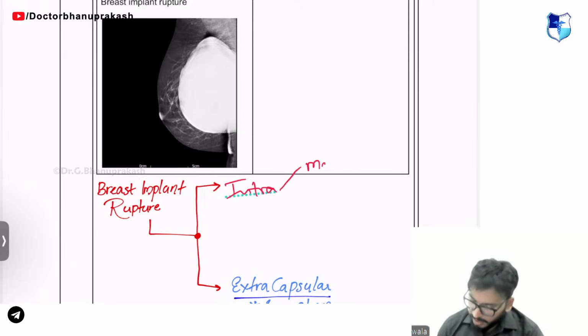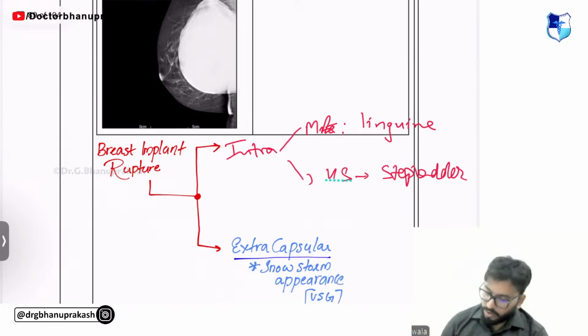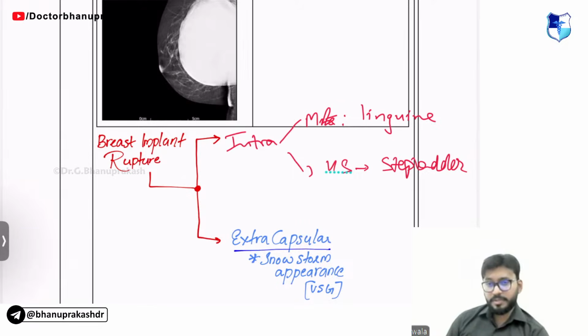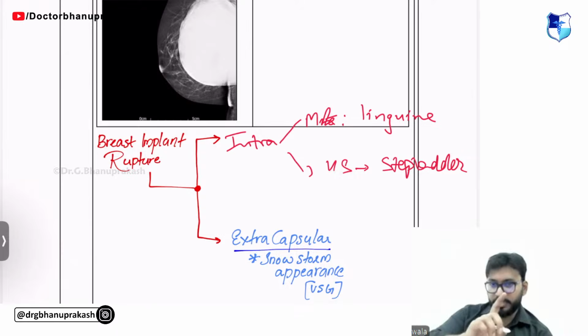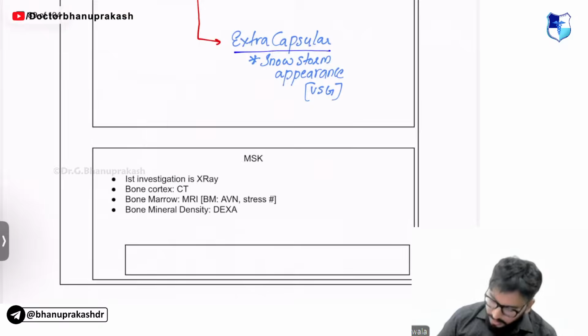If it is an intracapsular rupture, remember, on MRI what you see is known as a linguine sign. On USG, what you see is a stepladder sign. We've also seen stepladder sign in small bowel obstruction, guys. On extracapsular rupture, snowstorm appearance. Snowstorm appearance: bilateral thecal lutein cyst, complete molar pregnancy, complete hydatidiform mole.